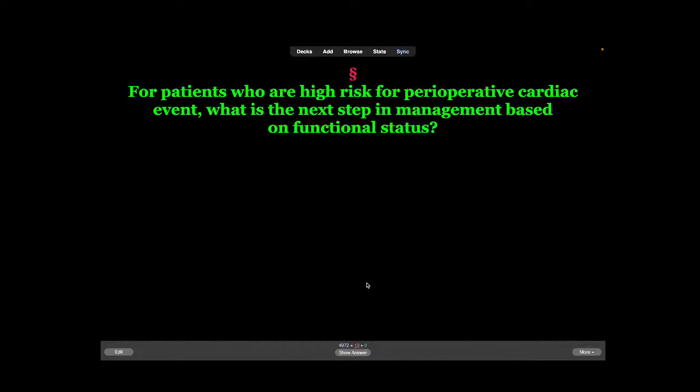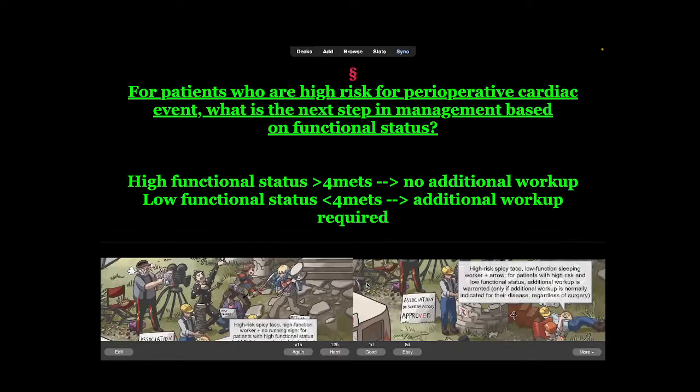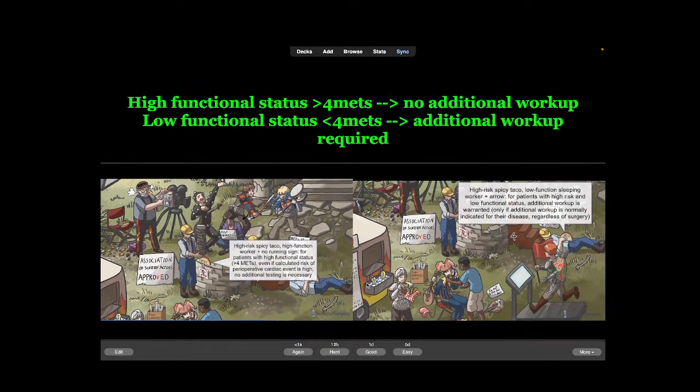Patients who are high risk for a perioperative cardiac event based on functional status. So you have high function, which is like, how do you know that? Then you have high risk, then you have required. This is for what? Cardiac event.